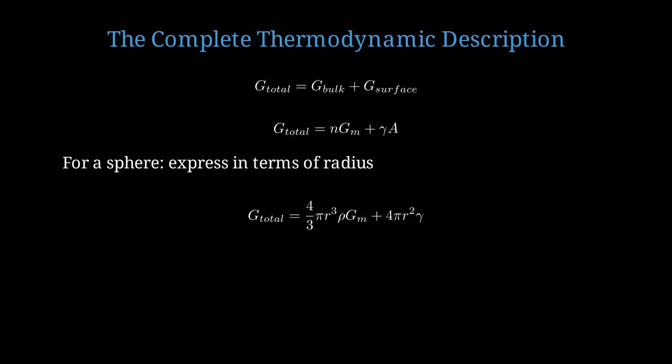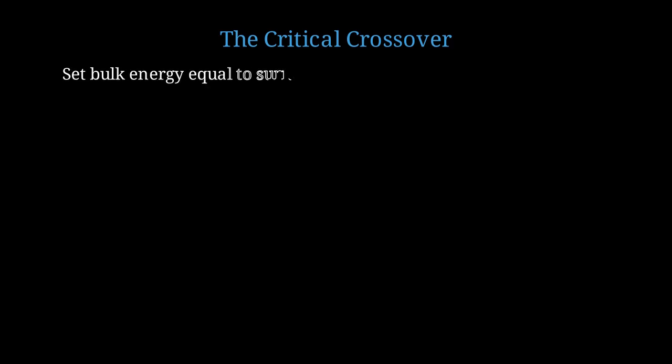is the number density. Now let's ask a critical question. At what size does the surface energy become comparable to the bulk energy? We set the bulk energy equal to the surface energy to find the crossover point. 4/3 pi r cubed rho Gm approximately equals 4 pi r squared gamma. Solving for r, we get r critical approximately equals 3 gamma divided by rho Gm.